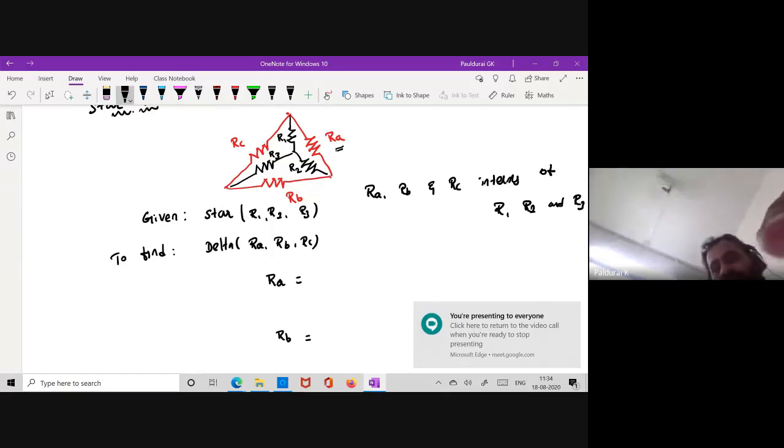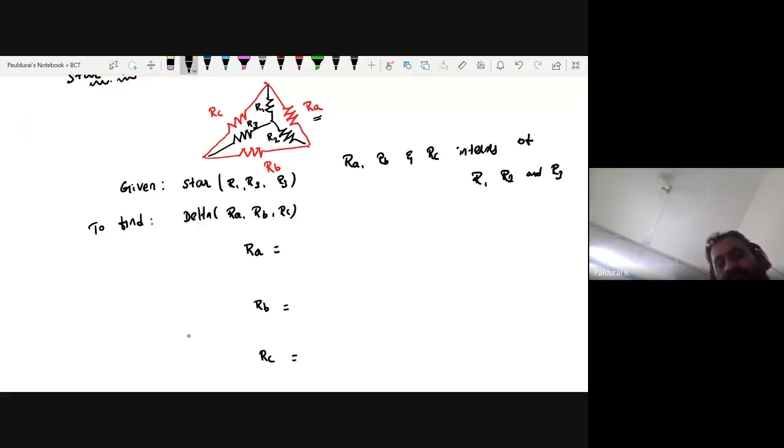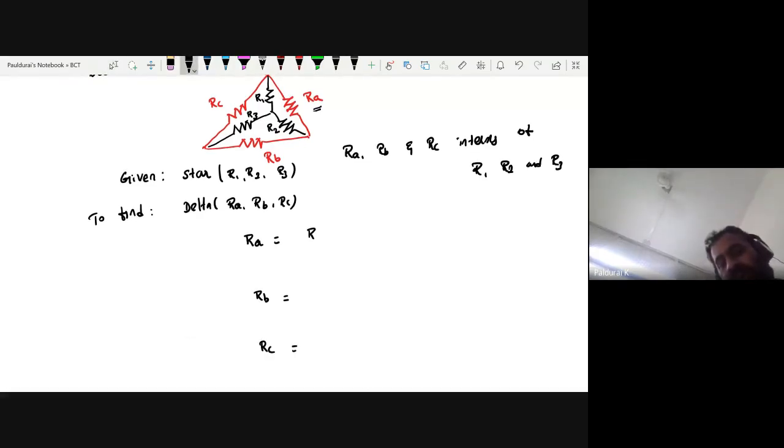Who is adjacent to this RA? Do you understand what adjacent means? Who is next to that RA? R1 and R2 are there. So the formula is R1 plus R2, plus R1 R2. Who is missing? R3 is missing, so here you will get R3. So, got the formula? The formula is R1 plus R2 plus R1 R2 divided by R3.